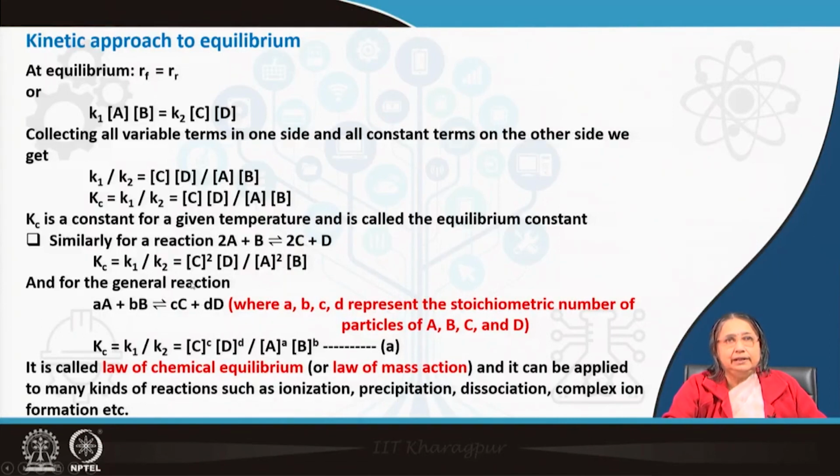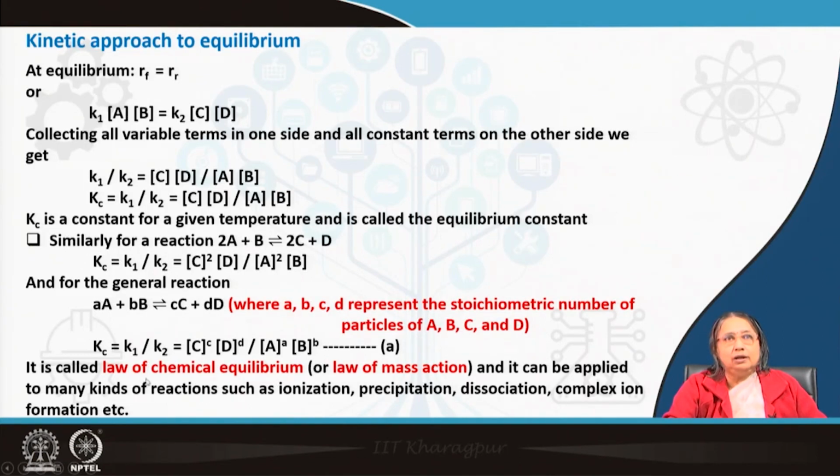But in the general reaction, the exponents are the stoichiometry. If we represent it this way, then K is nothing but the concentration of C to the power c into the concentration of D to the power d, by the concentration of A to the power a into the concentration of B to the power b, where a, b, c, d represent the stoichiometric number of particles of A, B, C and D.